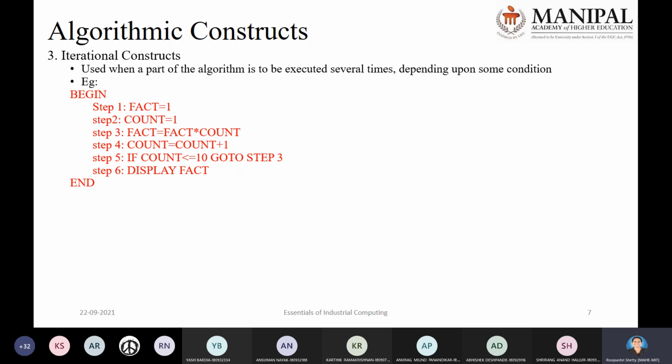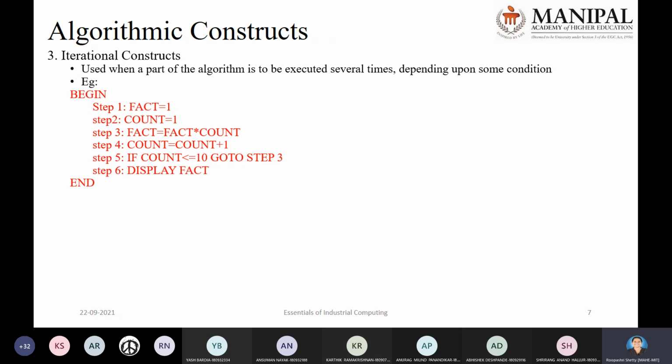Initially the count is 1 and you are incrementing by 1, and the condition is count less than or equal to 10. So 1 to 2, 2 to 3, 3 to 4, 4 to 5 and so on till you reach 10. Steps 3 and 4 have to be executed. Since this fact and count computation have to be executed 10 times, I cannot write it as 10 different instructions. That is where iterational constructs come into the picture.